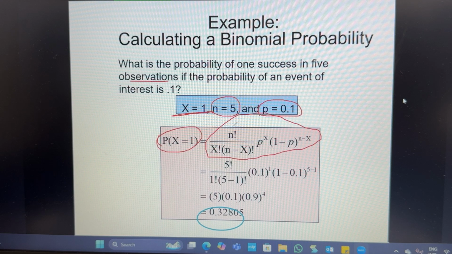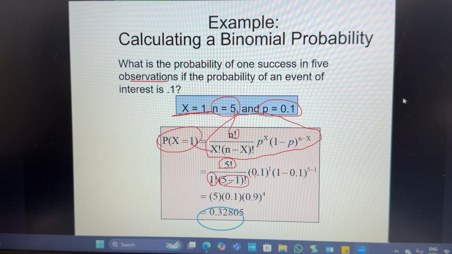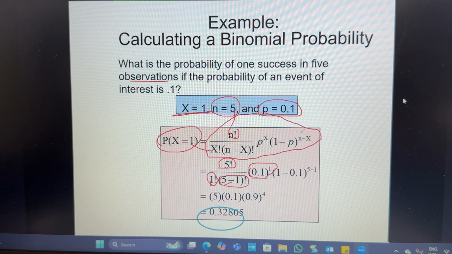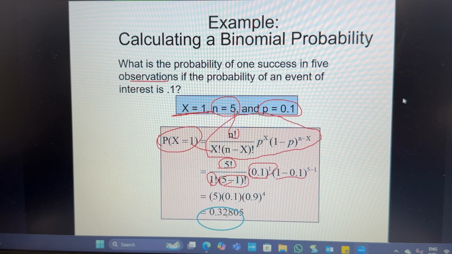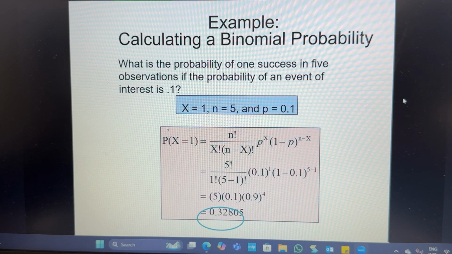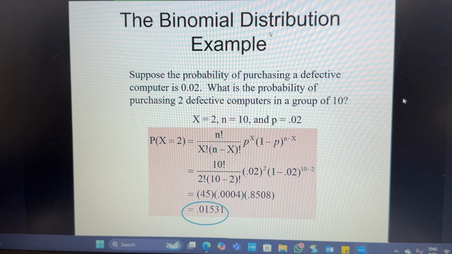n is 5, so 5 factorial. x is 1, so 1 factorial, then n minus x, 5 minus 1 factorial. Then p, 0.1 to the power 1, then 1 minus p, 1 minus 0.1, to the power n minus x, which is 5 minus 1. When you summarize this, your probability is 0.32. This is the way we find the probability for the binomial probability distribution.